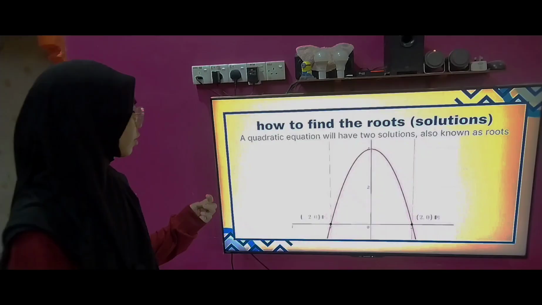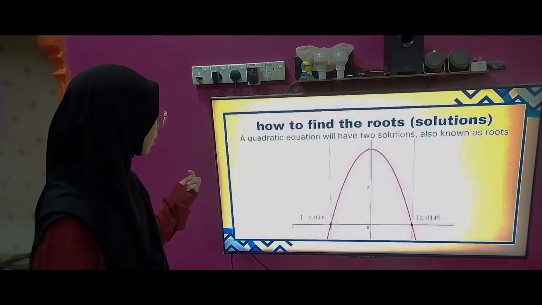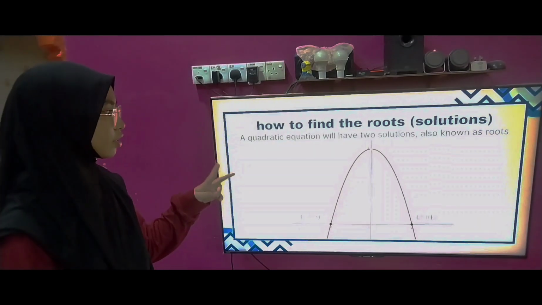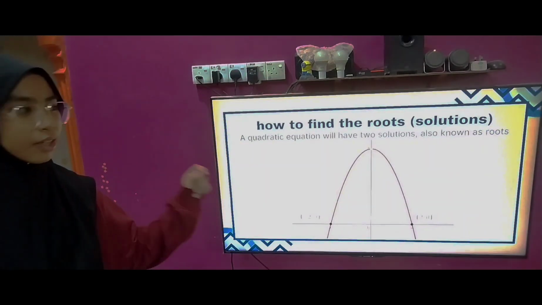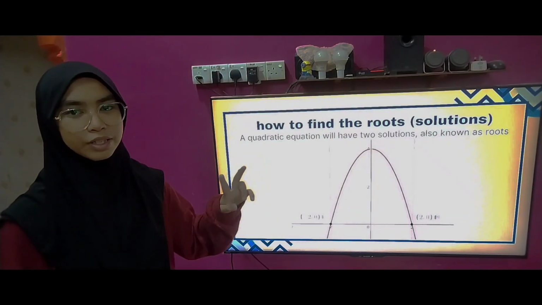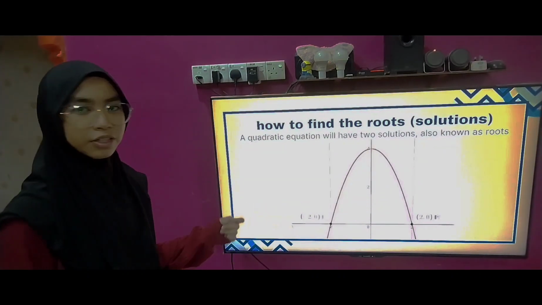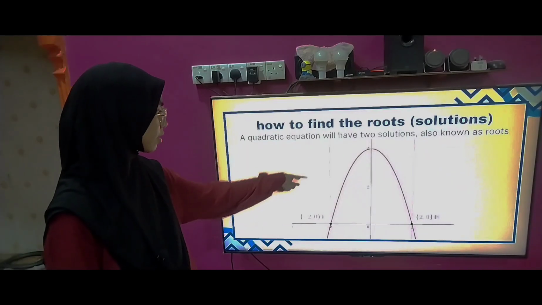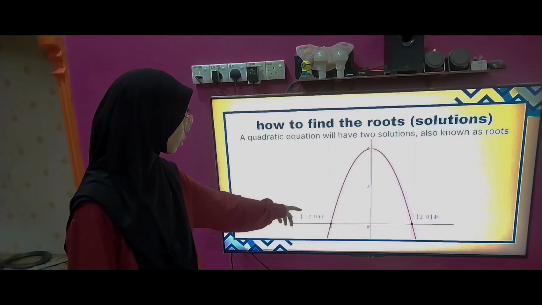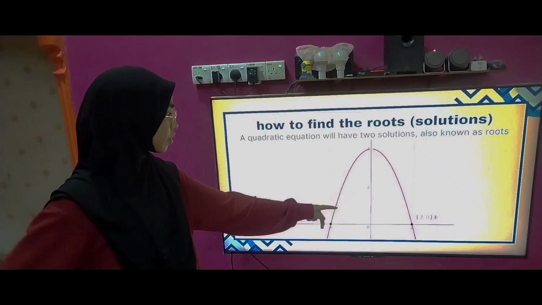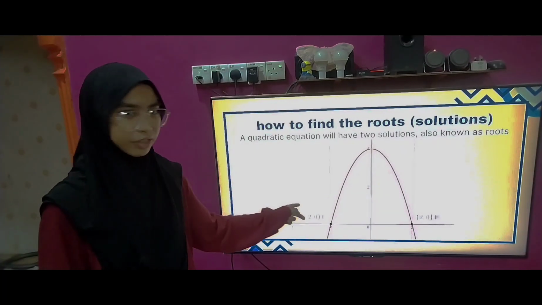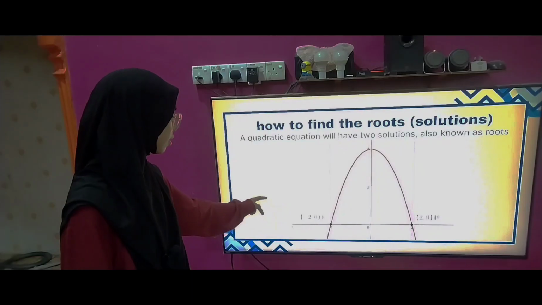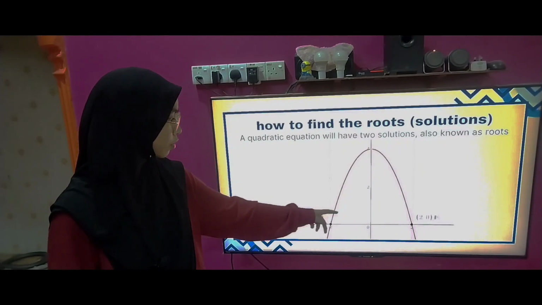So this is how to find the roots, which are the solutions of the quadratic equation. Every quadratic equation will have 2 solutions because it touches 2 points on the x-axis, which we also call roots. As you can see in this graph, there are 2 points where the graph touches the x-axis, which means it intersects at the coordinates (-2, 0) and (2, 0).